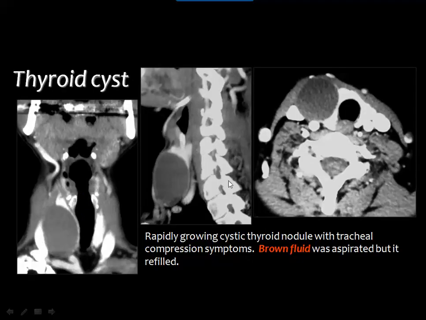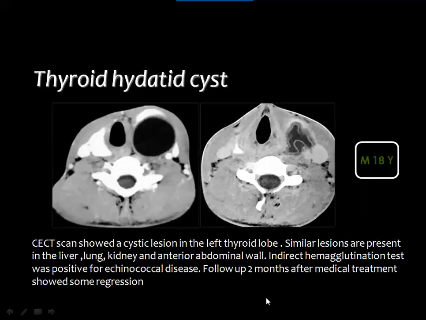And this is also a big cyst in the right thyroid lobe, and you can see the claw sign, which is similar to the claw sign of the renal cyst. That means that there is extension of the enhancing thyroid tissue along the wall of the cyst, denoting it is of thyroid origin. And aspiration of this cyst revealed brown fluid, meaning that there is some hemorrhage in this cyst, but the cyst usually refills again. And this is the sequel of aspiration of most of the benign cysts. They usually recur after aspiration. Hydatid cyst can occur also in the thyroid gland.